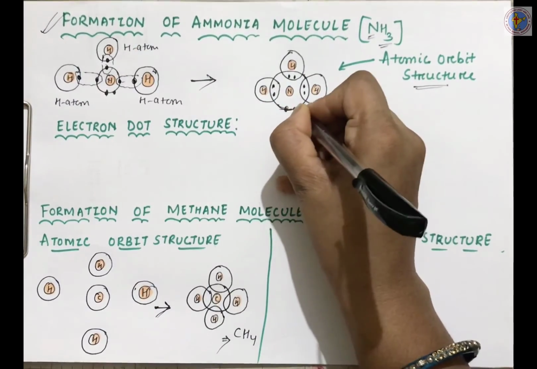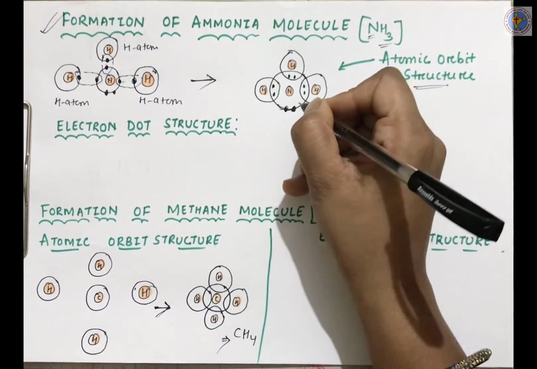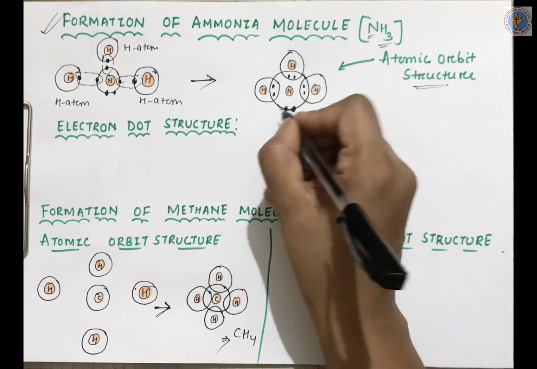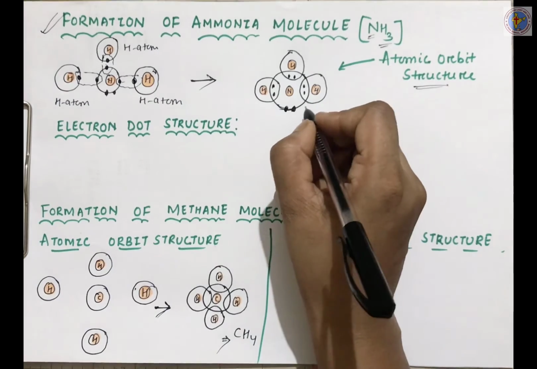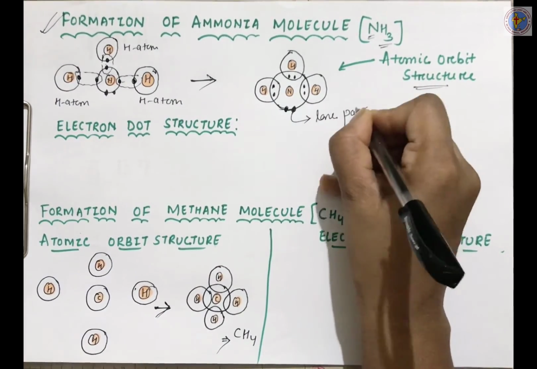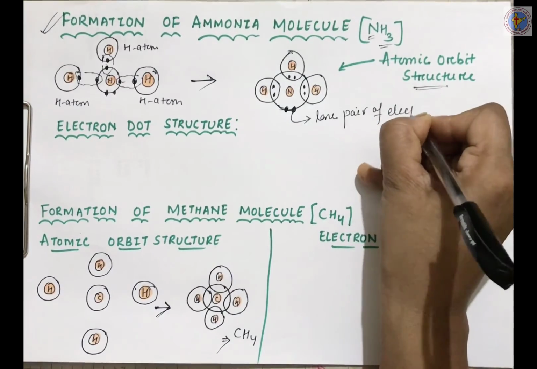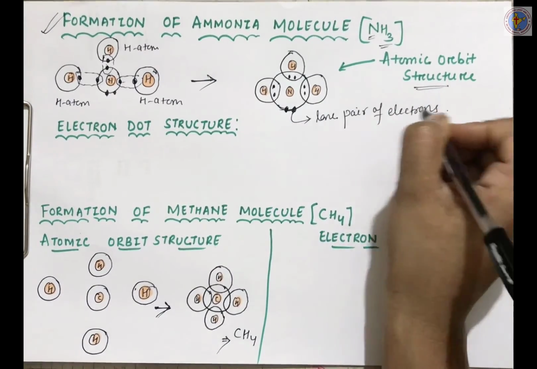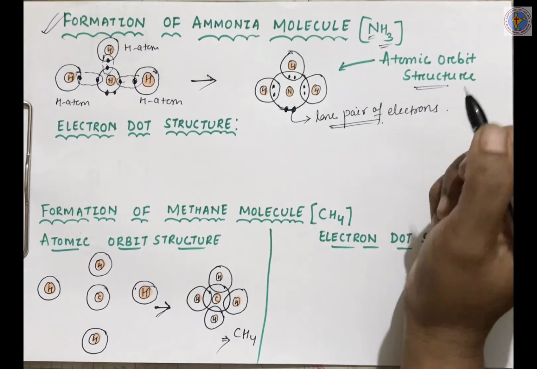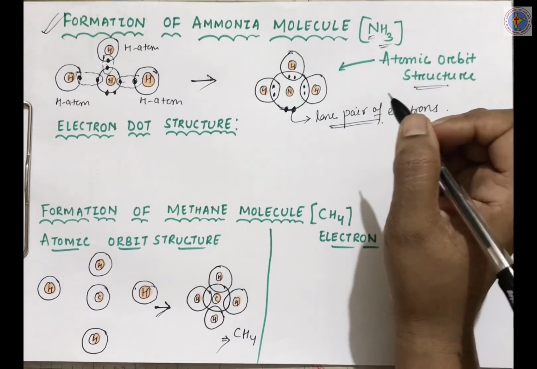Here also a single bond, and here also a single bond. And of course you need to show these 2 electrons also, which are not taking part in this reaction but are present in the outermost shell. What do we call this? We are calling this a lone pair of electrons, and you need to mention this when you are drawing the orbital structure or electron dot structure.